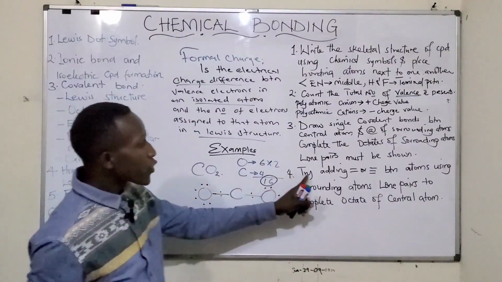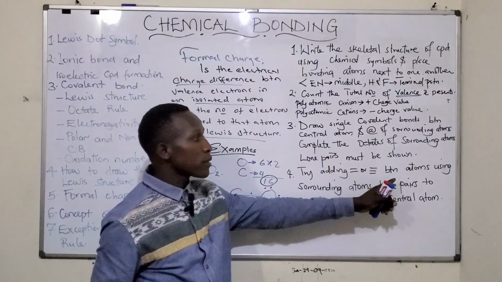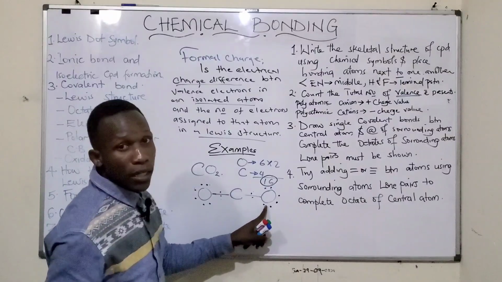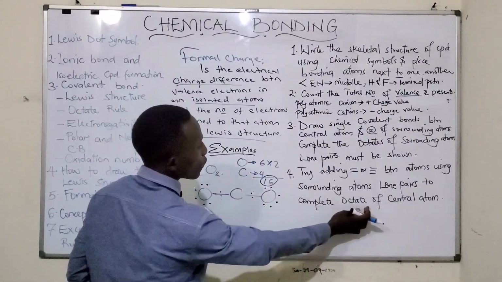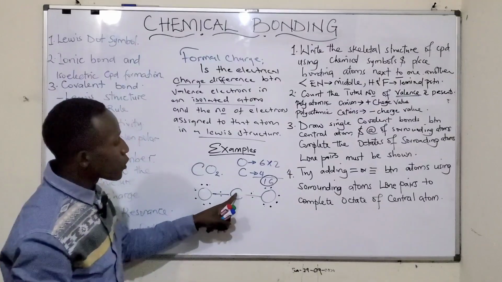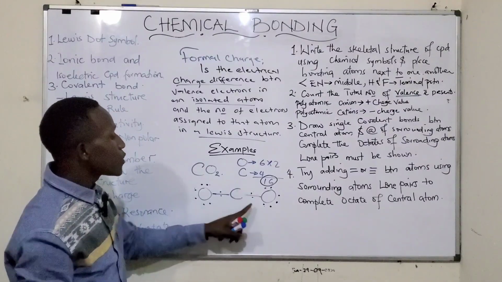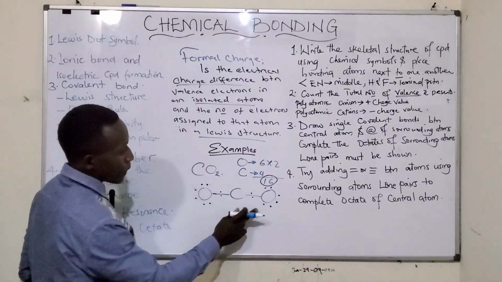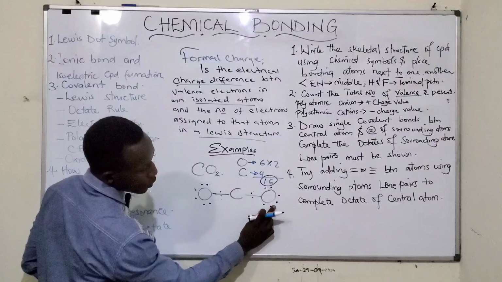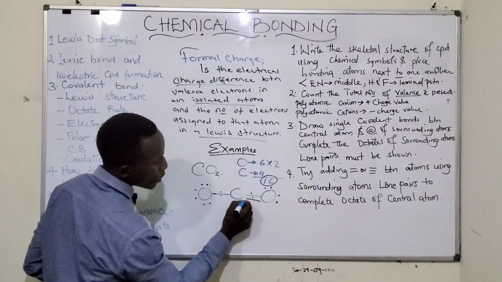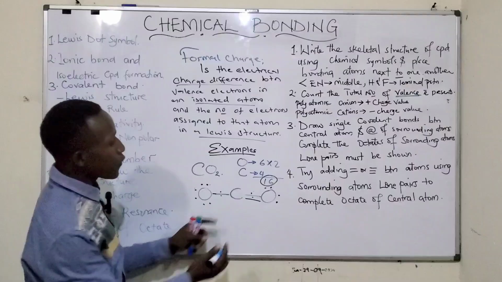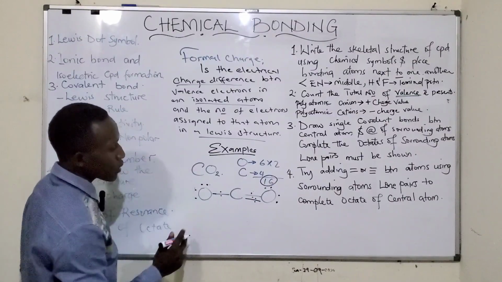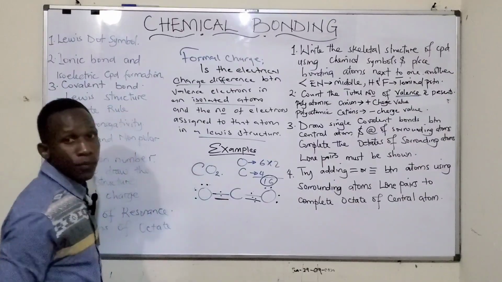So what's next? Try to add double or triple bonds between these atoms, using the lone pairs of electrons from the surrounding atom to complete the octet of the central atom. So we want to complete the octet of the carbon, but we are going to use the lone pairs of electrons on the surrounding atoms. We can use these to form a bond. Then it has 1, 2, then 3, 4, 5, 6. So we use this one to make a bond.